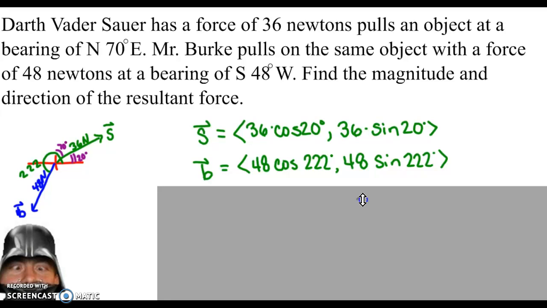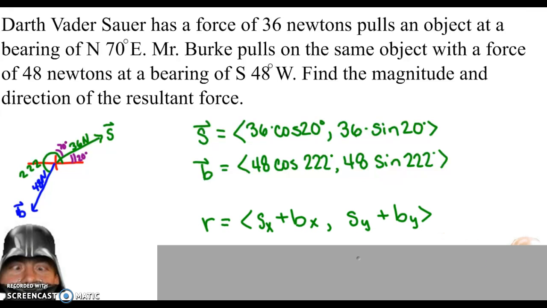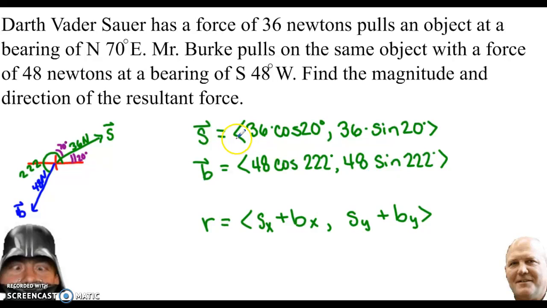So here are those components, and we have to find the resultant. We want to find what's going on here. So we take the x values from Mr. Sauer's vector and the x value from Mr. Burke's vector and add them together. And I'm going to store that in my calculator as A. You guys should be getting pretty good at storing stuff.